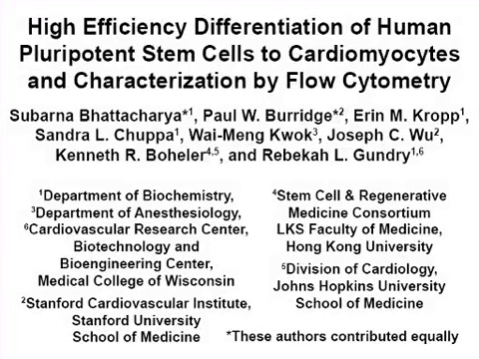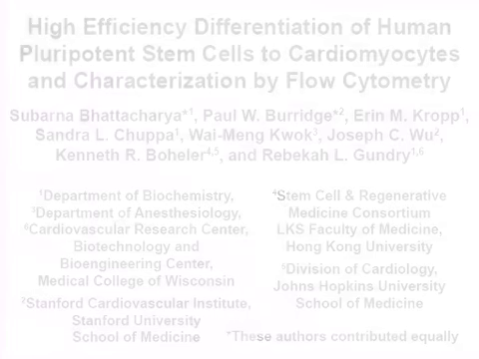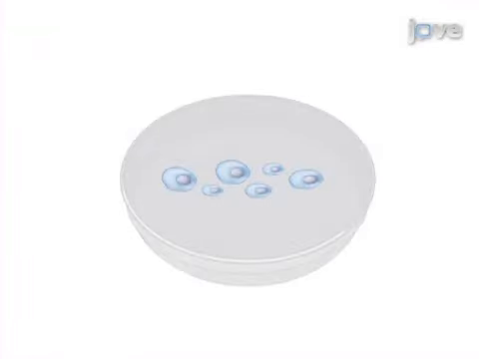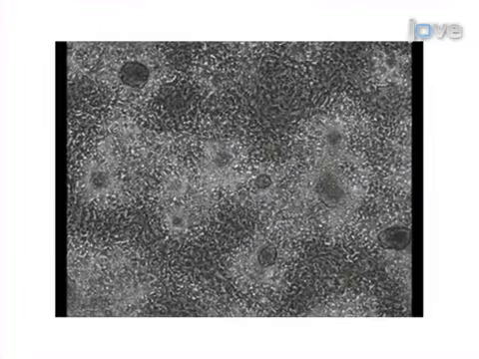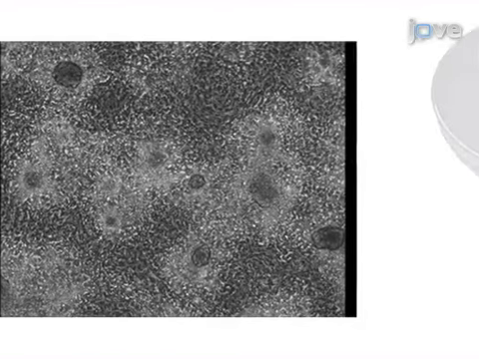The overall goal of this procedure is to generate high-quality cultures of cardiomyocytes from pluripotent stem cells and to appropriately characterize the end product using flow cytometry. To accomplish this, high-quality monolayer cultures of undifferentiated pluripotent stem cells are generated. Cardiomyogenesis is then induced by modulating the Wnt pathway using small molecules.